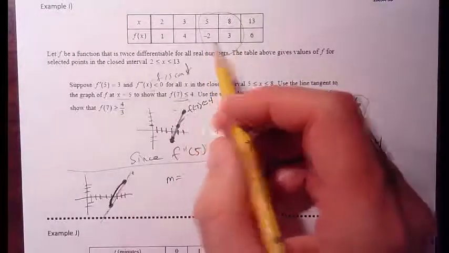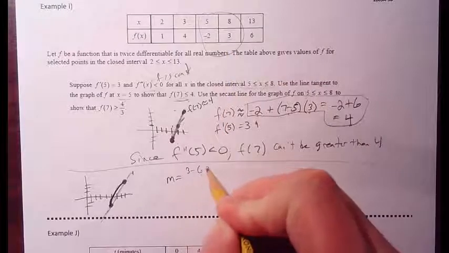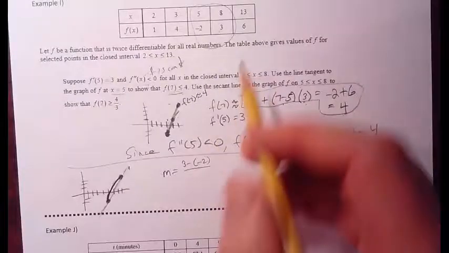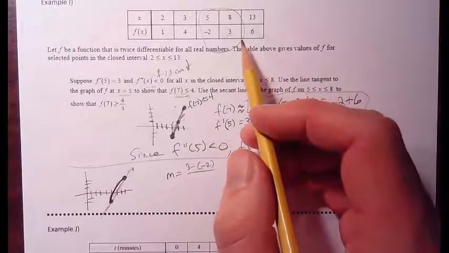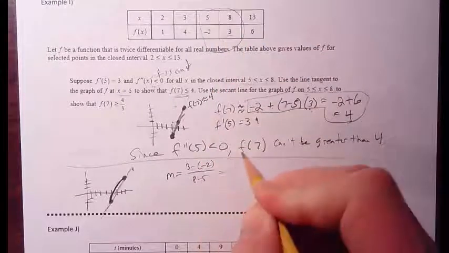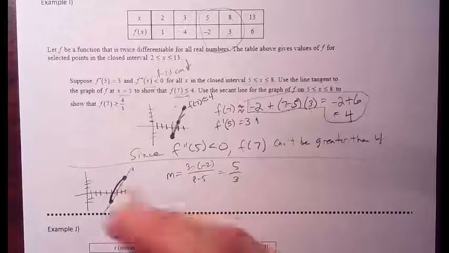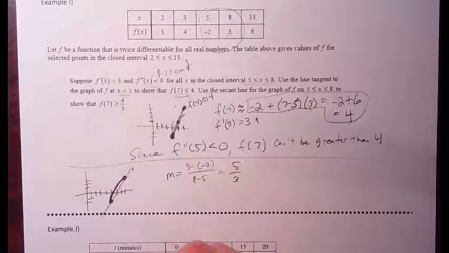Your rise comes from your y values. The rise is the y's. I'm going to subtract the y values, 3 minus -2. I'm going to subtract the x values, 8 minus 5. I get 5/3. So the slope of this curve, on average on that interval, is 5 over 3.